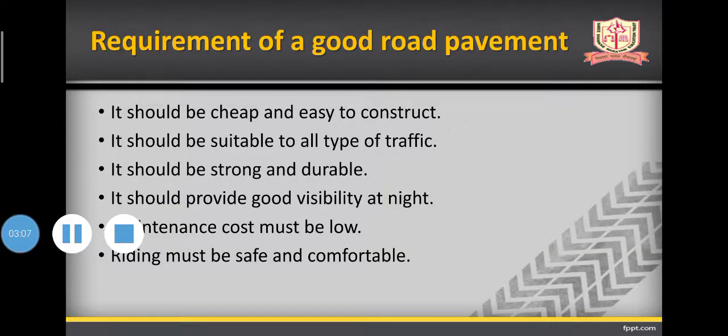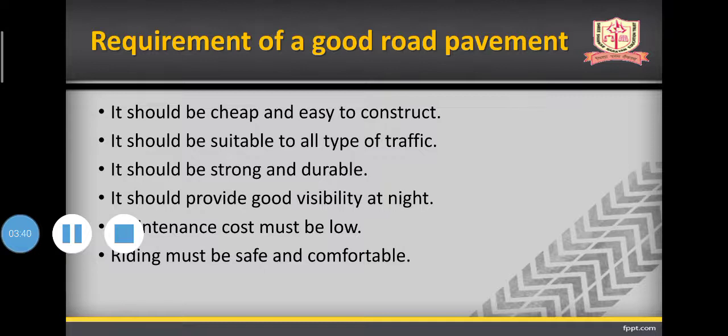Now, what is the main requirement of a good road pavement? First, obviously, it should be cheap and easy to construct. If it is cheap, it should be economical and also easy to construct. It should not be complicated while constructing. If it is complicated, then we need very well experienced workers, which are very rare. So the construction steps should be very easy, and at the same time it should be cheap.